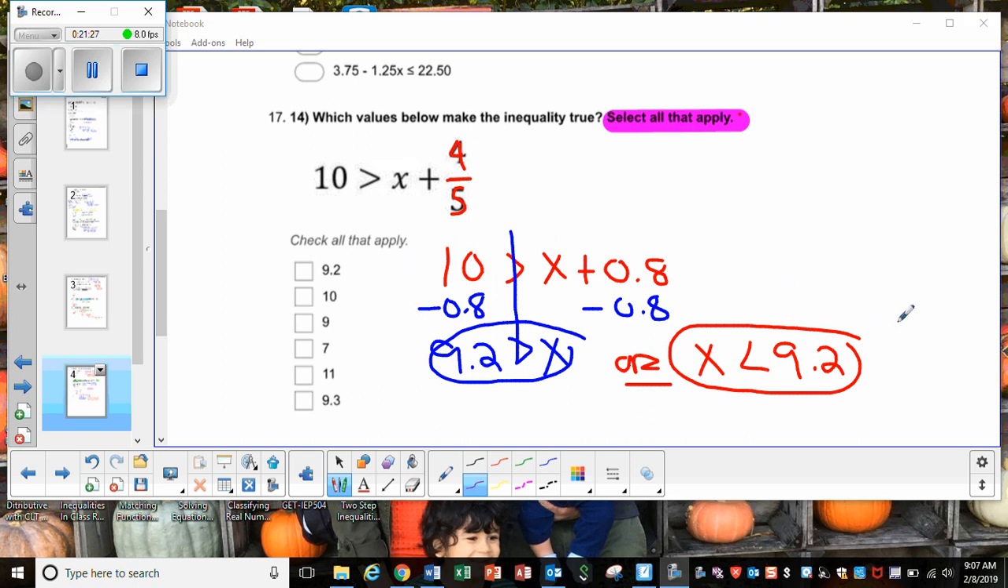Okay, sorry about that. We need to pick all the values that are less than 9.2 because this is a select all question. So we're not going to pick 9.2 because it's not less than 9.2. We're not going to pick 10 because it's not less than 9.2. However, we can pick 9 because it's smaller than 9.2. We can pick 7 because it's smaller than 9.2. We are not going to pick 11 because it's not smaller than 9.2. And lastly, we are not going to pick 9.3 because it's not smaller than 9.2. So for this problem, we are going to pick 9 and 7.